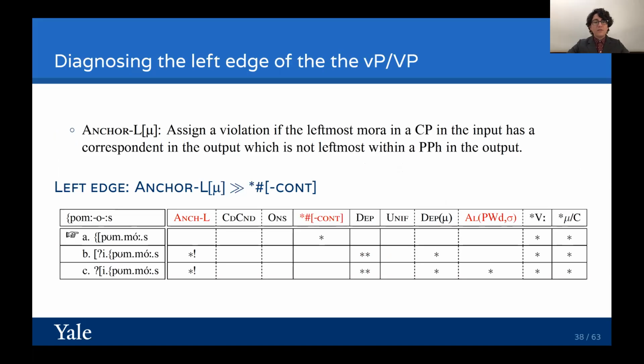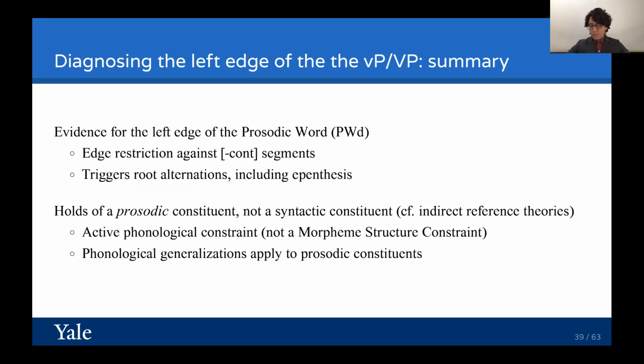So for this, we can introduce one other constraint, namely the leftmost mora in a CP in the input. If it has a correspondent in the output that is not leftmost in a phonological phrase, then assign a violation. So this is whatever was the leftmost mora in the CP should not have anything else to the left of it in the output. Okay? And once we add in this anchor constraint at the left edge, then the candidates that epenthesize an entire syllable are now suboptimal, and we again get the right answer. Okay? So overall, what this shows is that there is evidence for the left edge of a prosodic word.